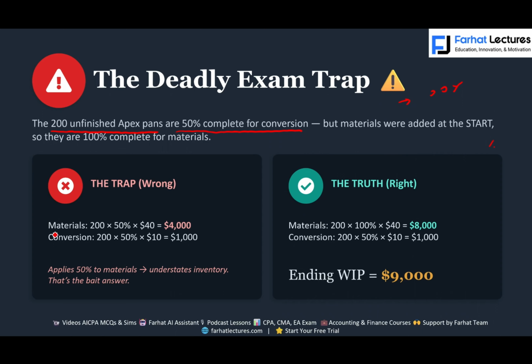So the trap is to take the material and say 200 times 50% times $40, and we would have $4,000 of material. The correct one is the material is 200 times 100%, because the material is applied, starts at the beginning of the process. Conversion, yes, you will take 200 times 50% times $10, which is the correct one. So keep that in mind, because one of the answers will be 5,000, but the correct answer of ending work in process is 9,000.